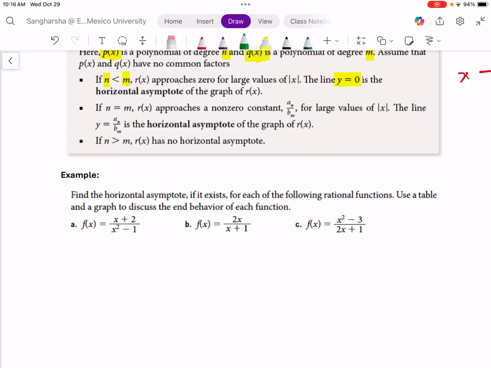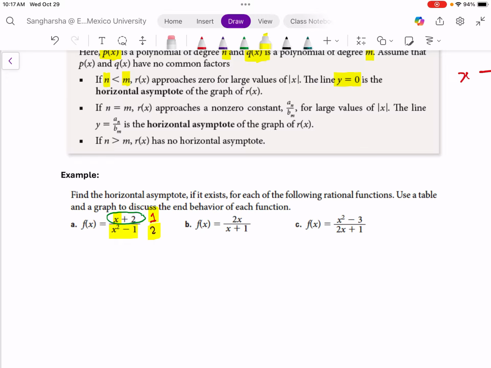Now what is the degree of the numerator? So this is our numerator. Degree means the highest power of a variable. Here we have a variable x with power 1, and that is the highest, so 1 is the degree of the numerator. And what is the degree of the denominator? 2, right? So 2 is the degree. Here the degree of the numerator is less than the degree of the denominator.